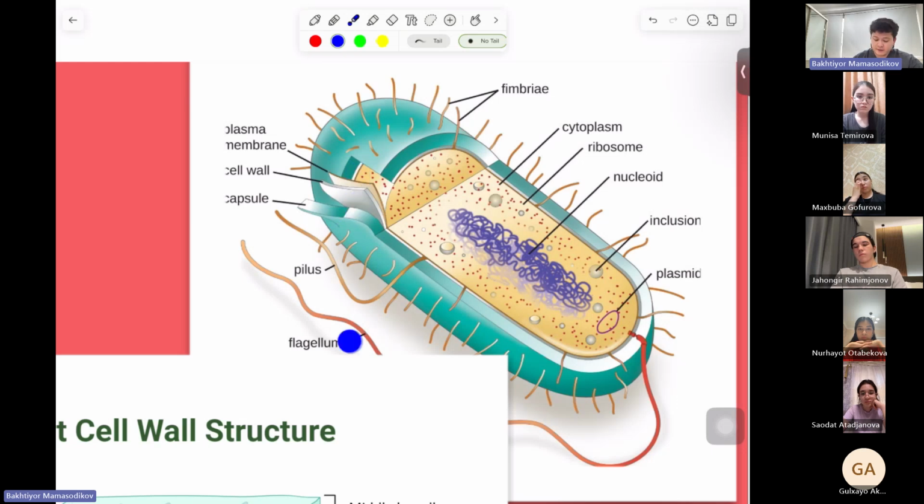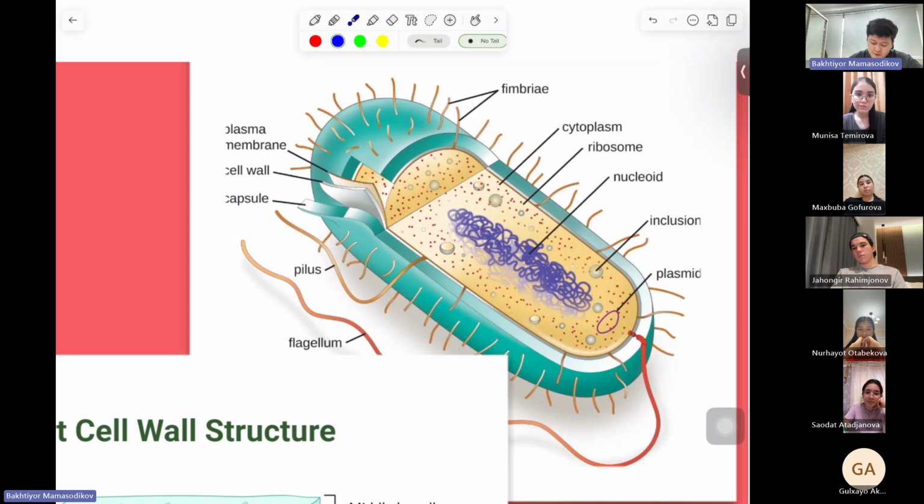And also they have the flagellum. Why do you think they need the flagellum? To move, exactly. Jahangir is right. It's for locomotion, so moving, changing the location.